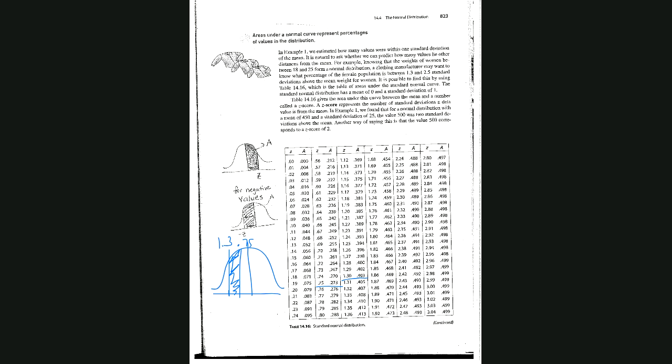So I'm going to take this whole area all the way over to 1.3, which was 0.403. And from that, I'm going to subtract the smaller area all the way over to 0.75, which is 0.273. All right. So 0.403 minus 0.273, and that's 0.13, or 13%.